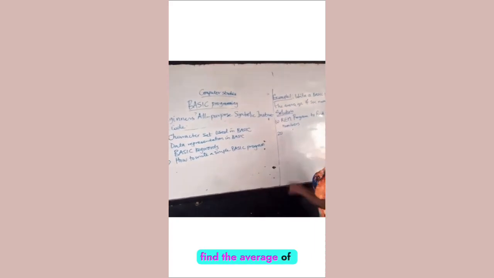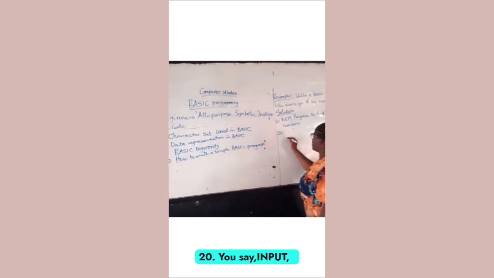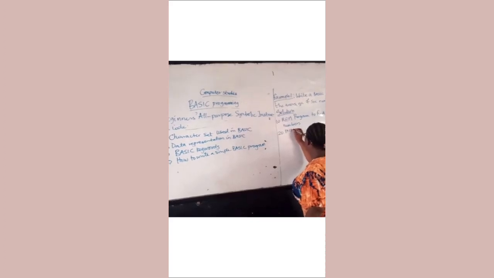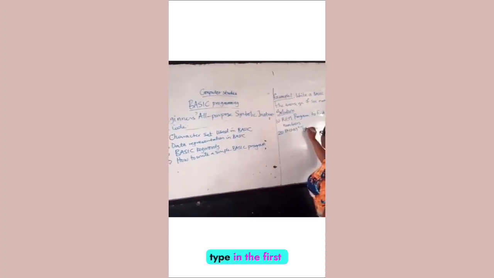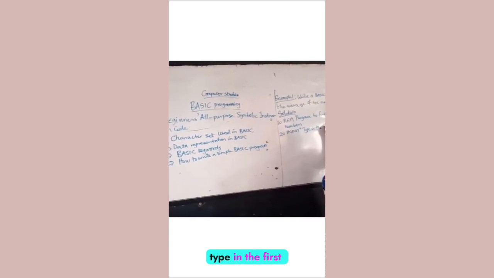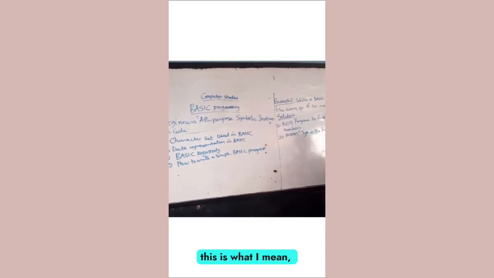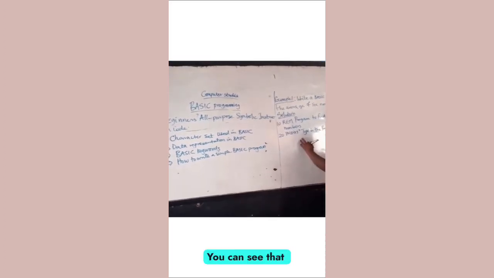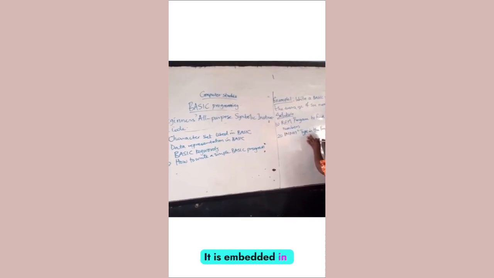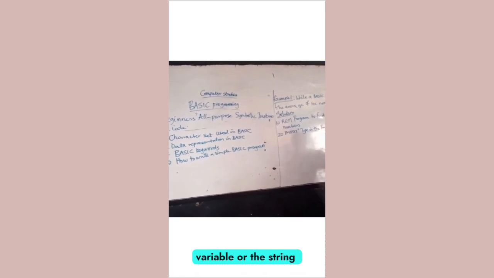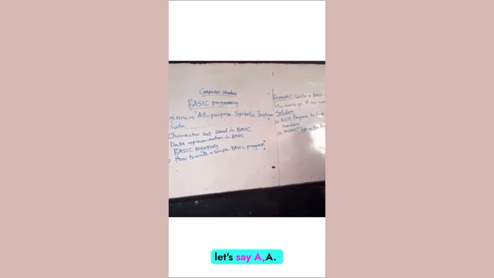Now, program to find the average of 6 numbers. Line 20, you say INPUT "Type in the first number". You can see that "Type in the first number" is embedded in quotes because it is an alphabetic type of data. Now you are going to specify the variable that will store it. For the sake of this program, let's say A.